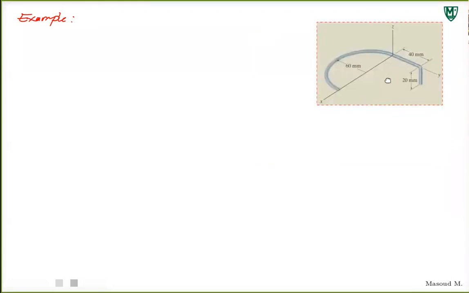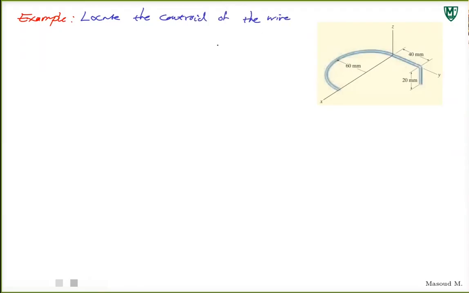We have this coordinate system X, Y, Z, and we are trying to locate the centroid of the wire. The wire is like this, and then it goes around like this in the XY plane. It continues along the y-axis, and it goes down in the YZ plane, parallel to x. And this is the whole wire. I want to find out where its centroid is.